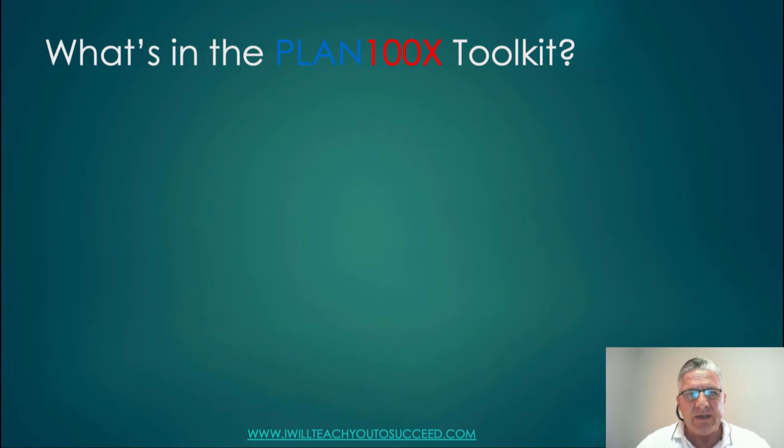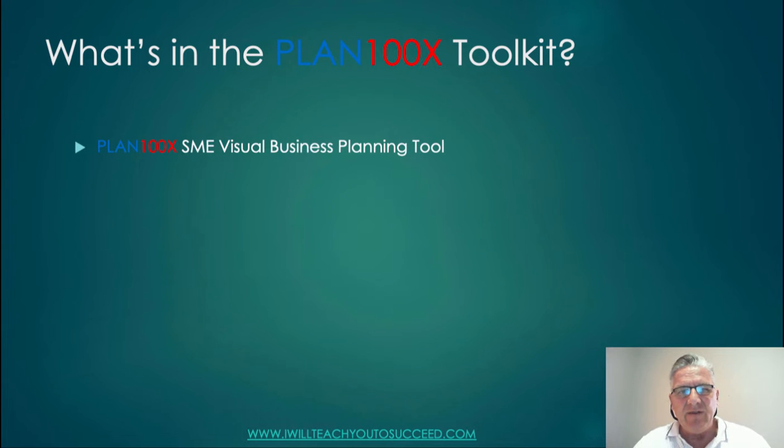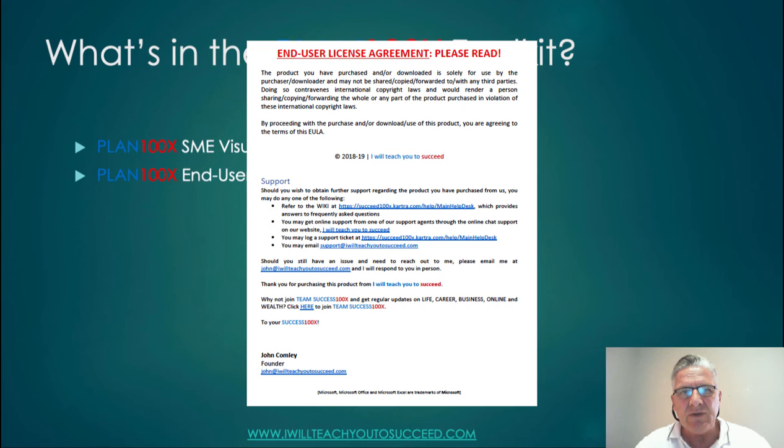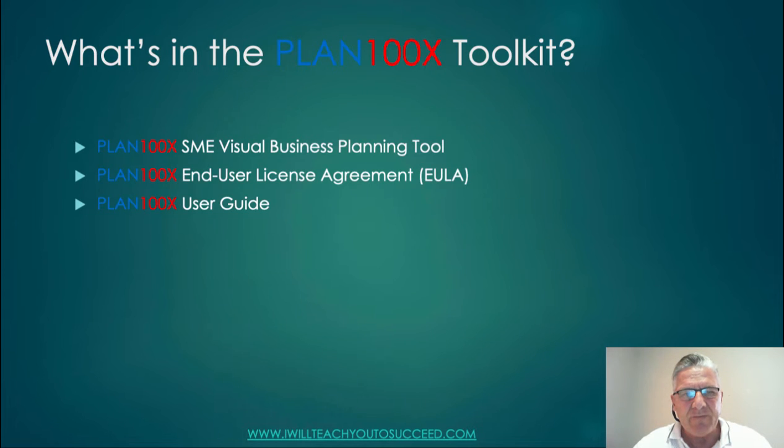Right, so firstly we're going to take you through the Plan100X toolkit. The first thing you'll get in that toolkit is the business planning tool itself. Secondly, there's an end user license agreement. Please read that. This tool is for a single user. You may not distribute it to friends or colleagues. Obviously, you can use it for multiple businesses, but it is for a single user.